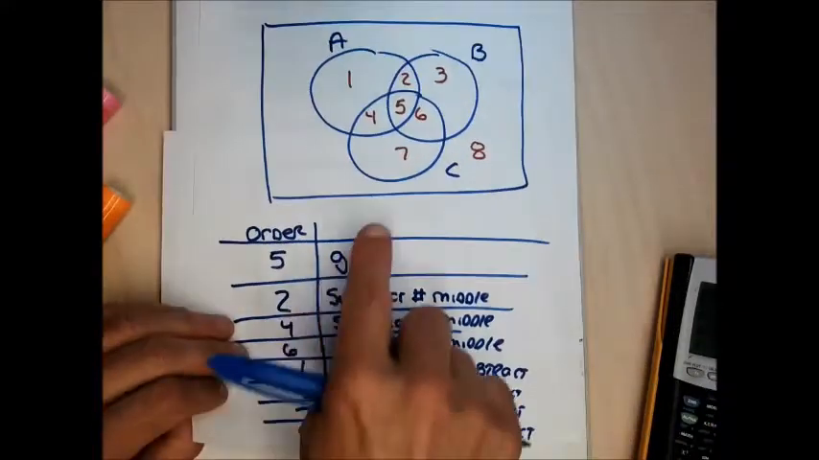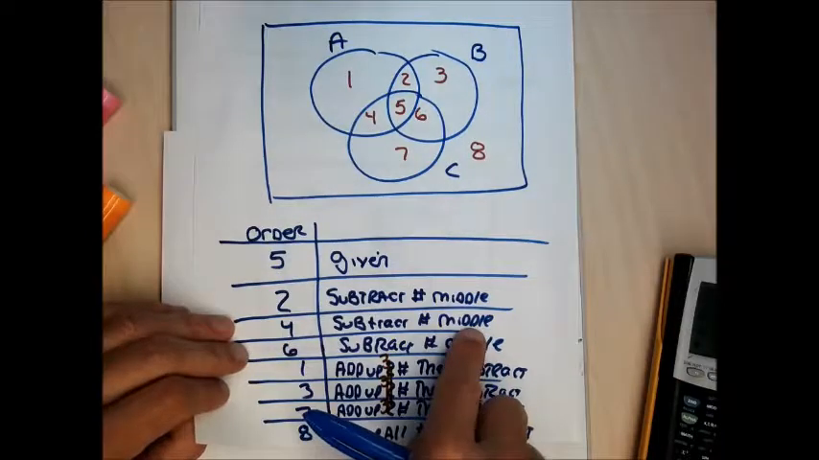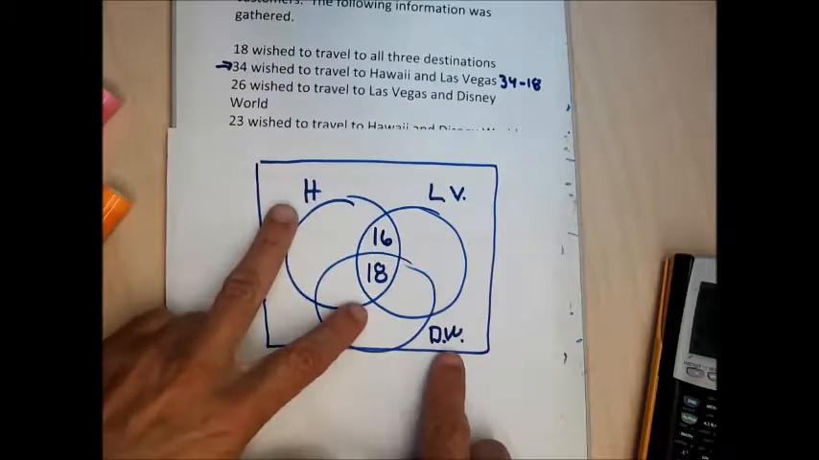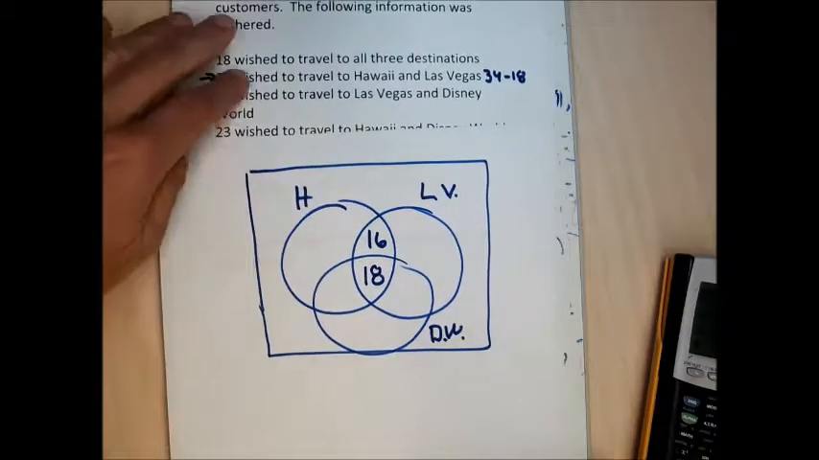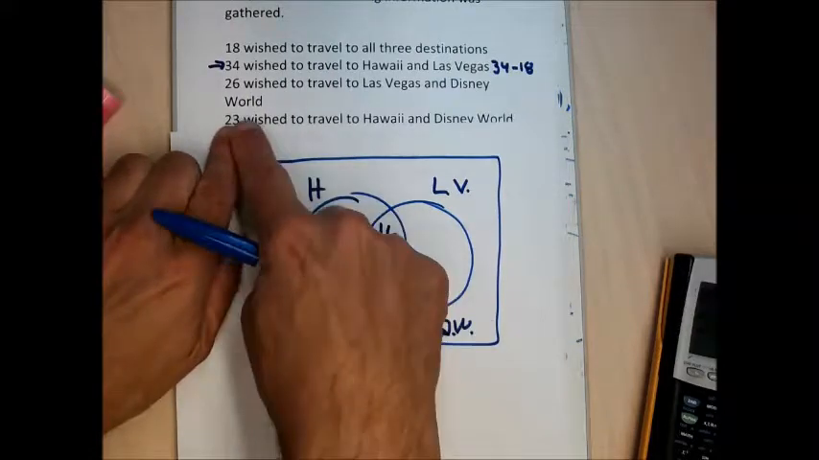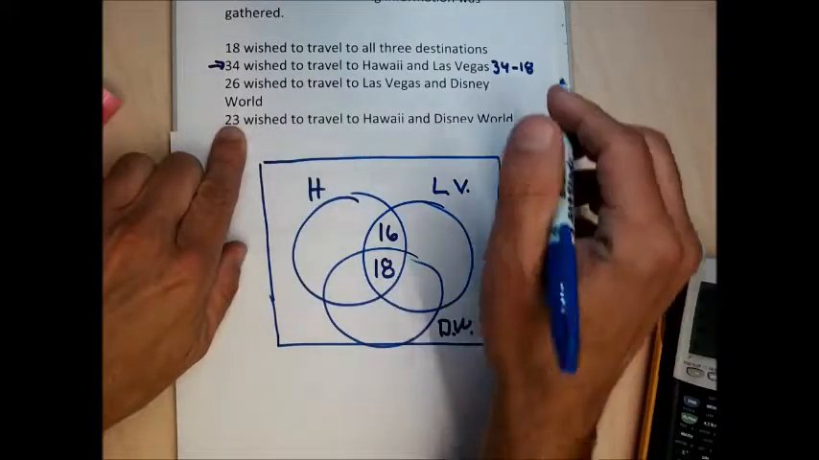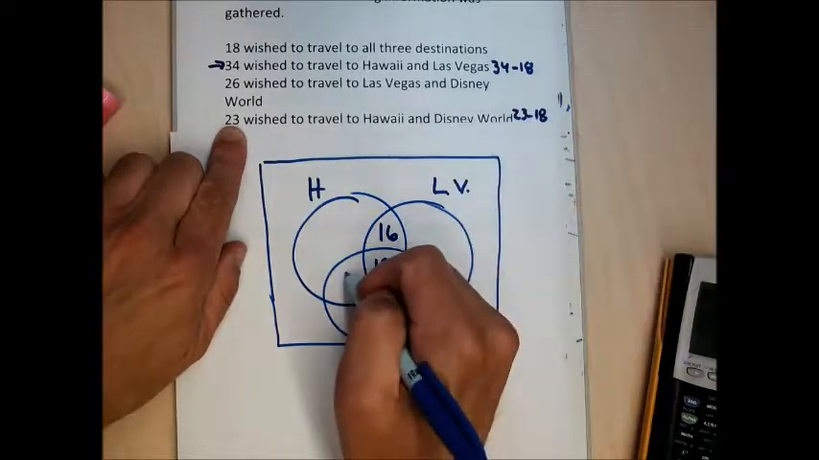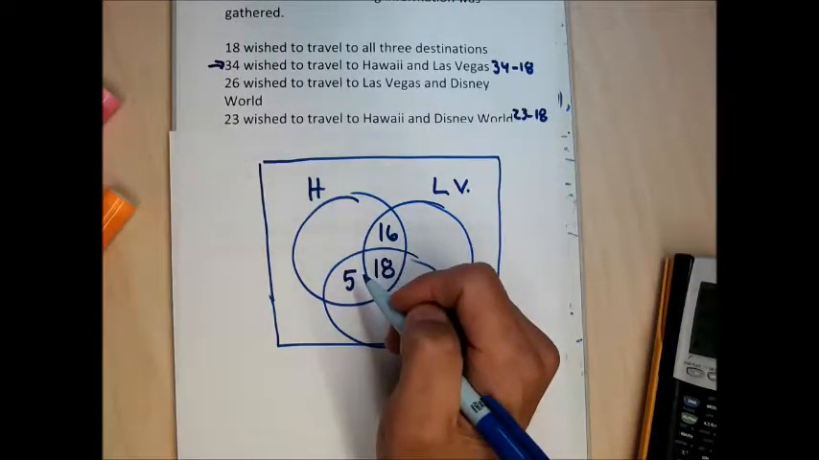Next, I'm going to do region 4, and I'm going to subtract the middle number. For region 4, that's between Hawaii and Disney World. So I look for Hawaii and Disney World, and I see that right there. And for this one right here, I'm going to subtract the 18. So I'm going to go 23 minus 18. That's going to give me a 5 for that region 4.